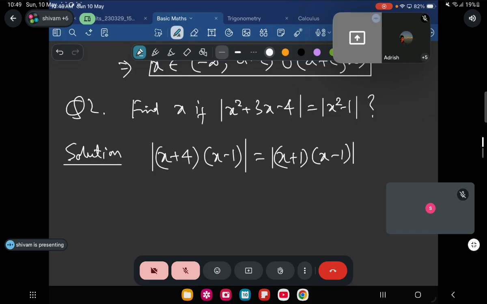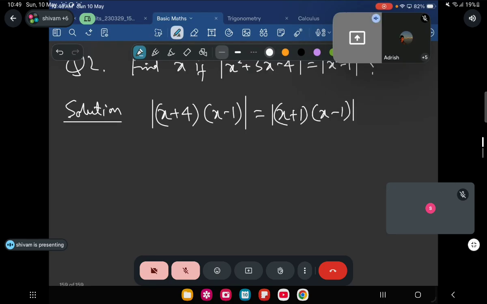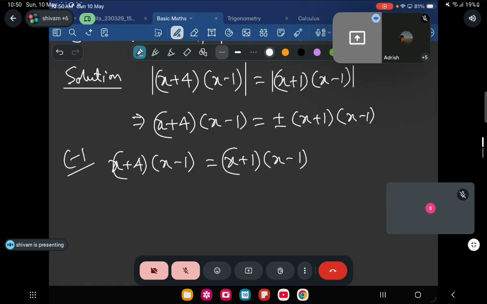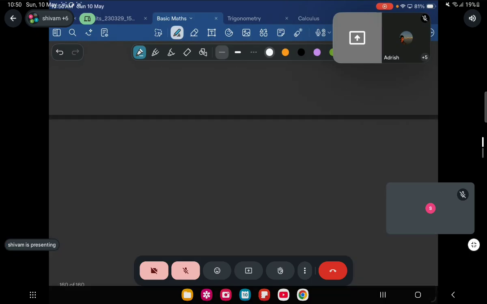You wrote 3 solutions, that is wrong. These kinds of questions generally come like, find the number of solutions of this equation. After getting this, you know mod A equal to mod B. This implies x plus 4 into x minus 1 is equal to plus minus x plus 1 into x minus 1. So there will be 2 cases. Case 1, x plus 4 into x minus 1 will be equal to x plus 1 into x minus 1.